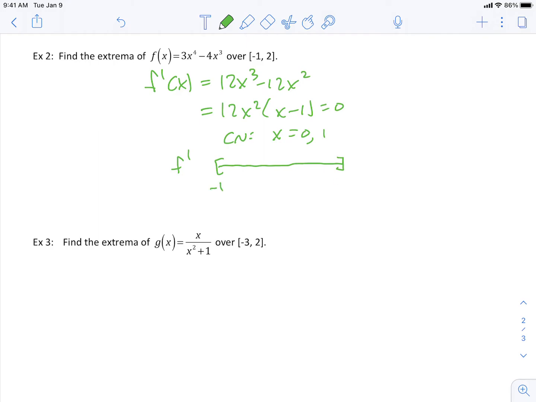Negative 1, 2, those are the endpoints. And now 0 and 1 happen to fit between negative 1 and 2, so we'll put both of them in there. And let's see what's going on. So I'm going to test negative 1/2, positive 1/2, and I'll do 1.5. So those are the numbers I'm going to plug into the derivative to see whether it's increasing or decreasing.